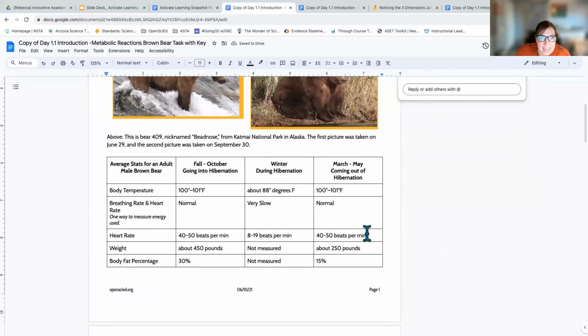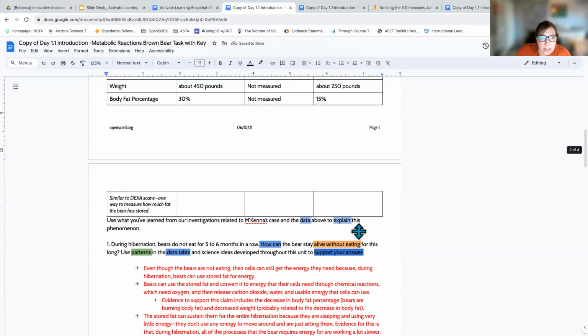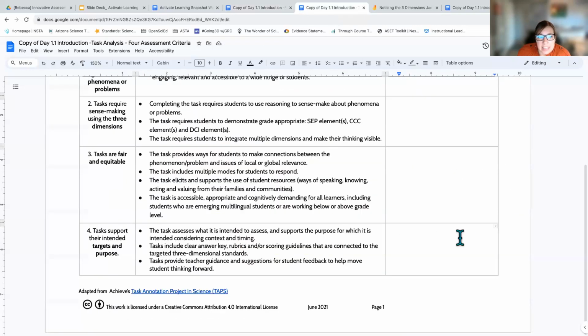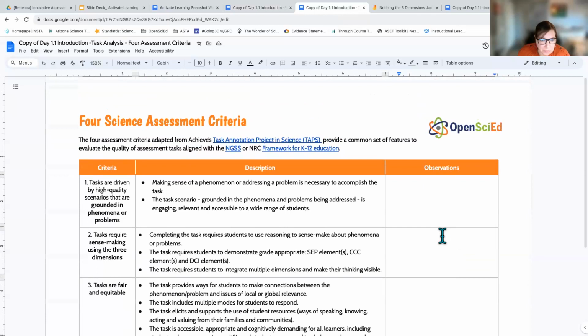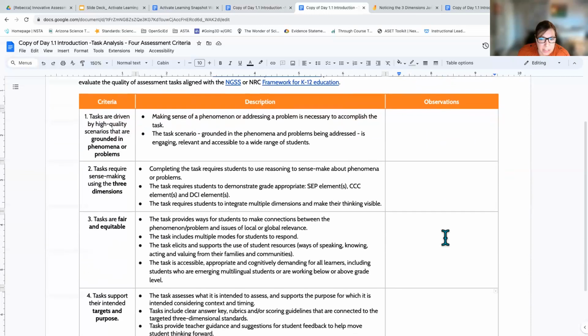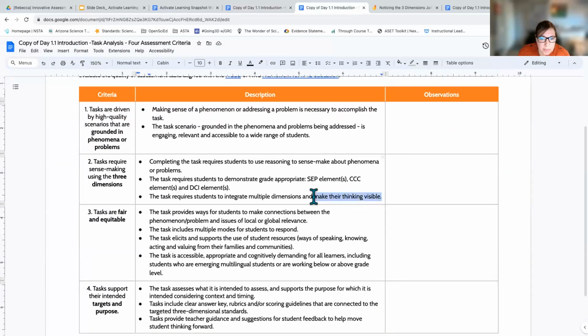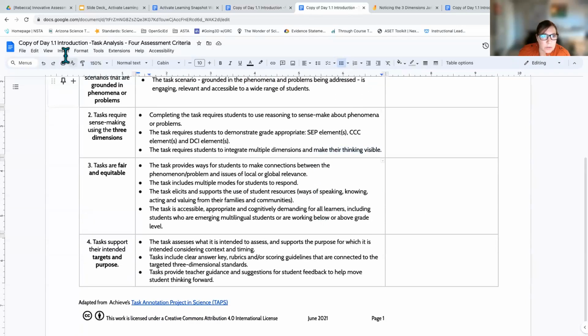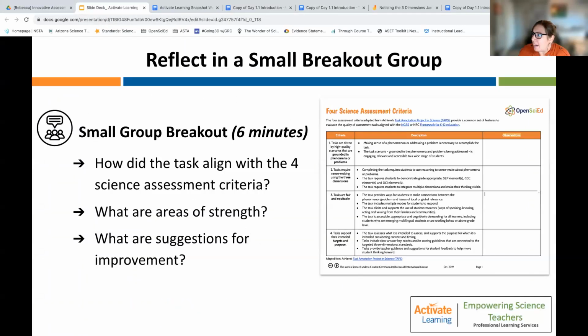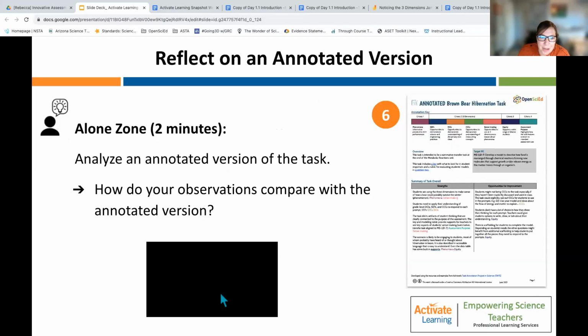So are we finding evidence of those criteria in this task? I think we're doing a good job here, looking at ways students are making their thinking visible. Great discussion around that. So thanks for sharing. I'm glad we got to do that whole group. That was kind of fun. So great. Let's keep going.